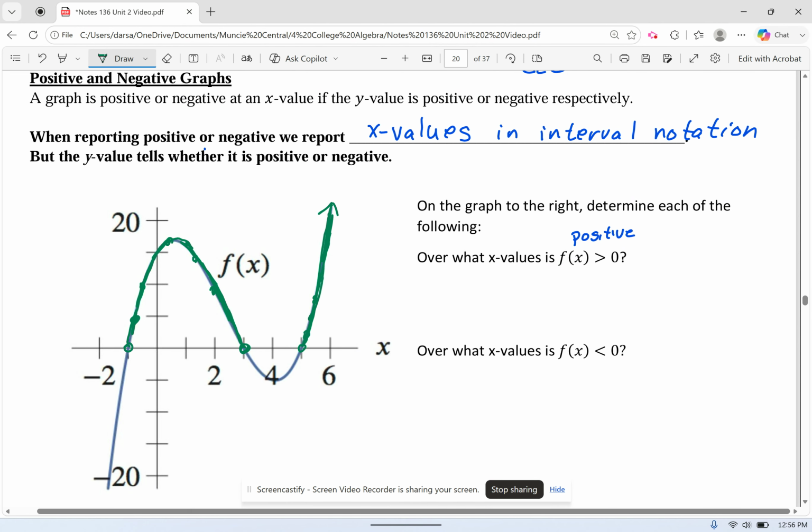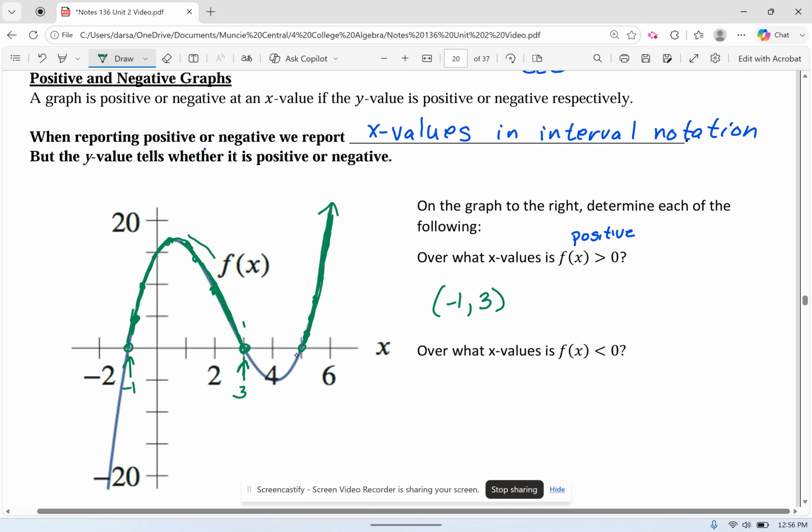But what do we report? We report the x's where it starts being positive and then where it ends being positive, in interval notation. So as we move left to right, here is the first place where the graph goes into the positive region, and that is an x of negative 1. And here, we're positive, positive, positive until we get right here, which is an x of 3. And see how it's greater than, not greater than or equal to. So we will report that the y values are positive from x equals negative 1 to x equals 3.